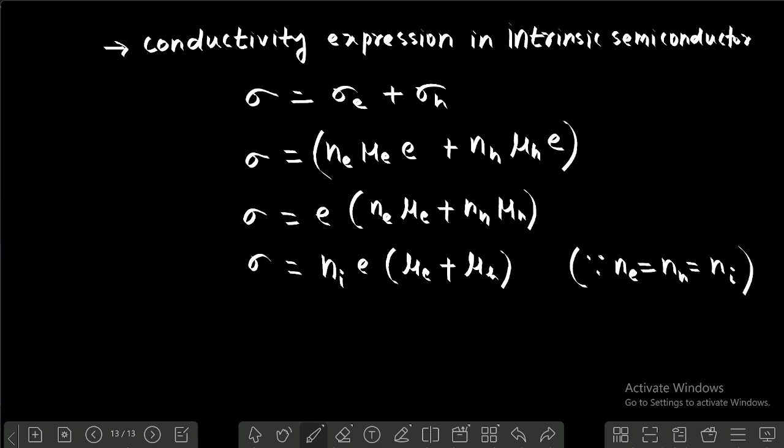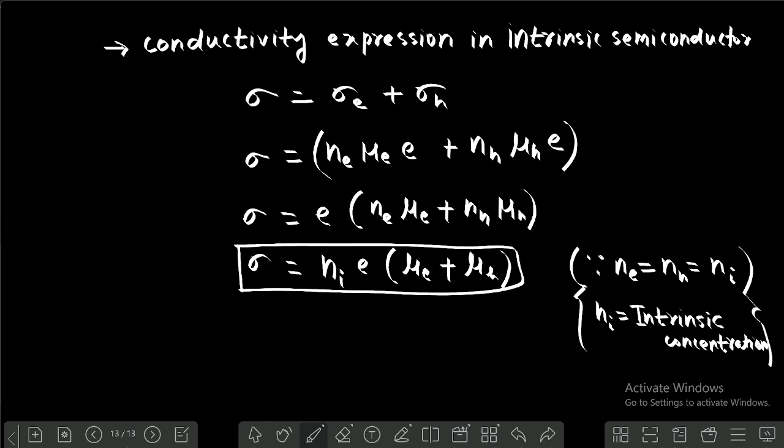And what is Ni I am telling here? Ni is nothing but what is called intrinsic concentration. It's called intrinsic concentration. Okay. So now this sigma expression you remember. Sigma is conductivity in intrinsic semiconductor, where mu E, mu H are basically mobility of electron and mobility of hole.